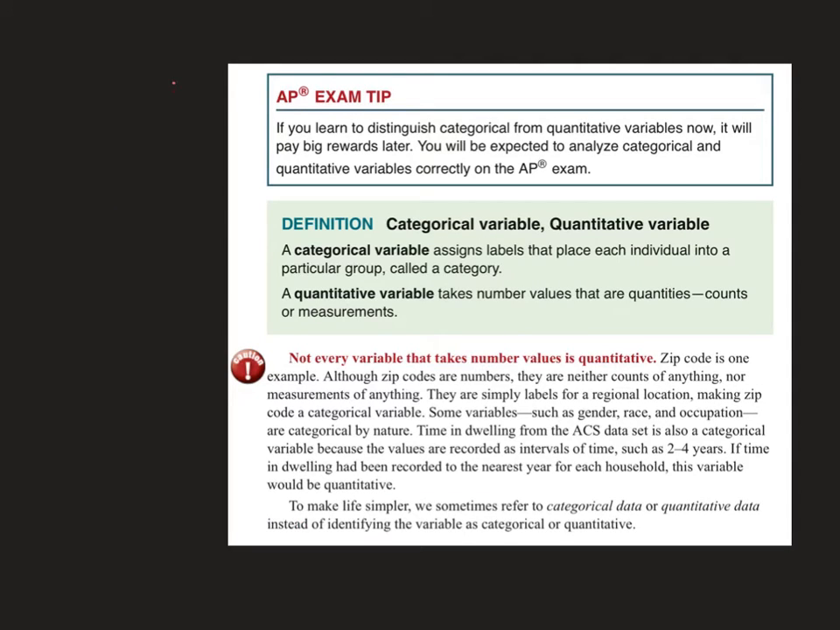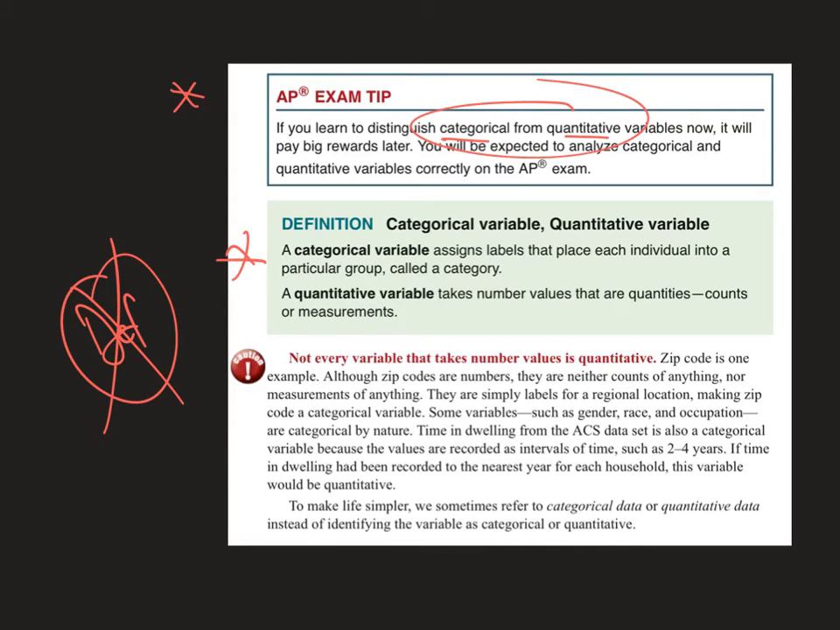One thing to pay attention to are the exam tips, right? It says if you learn to distinguish between categorical and quantitative variables now, it'll pay big rewards later. I will say that knowing the difference between these two is monumental, huge. It'll be catastrophic if you don't know the difference between the two, and basically immediately. So again, keep looking for those green boxes, grab the definitions, but don't just write definitions, right? Don't just go through there, copy the definitions, and then move on, right?